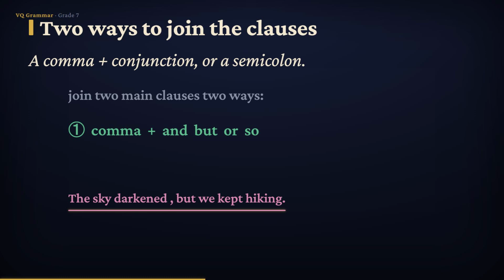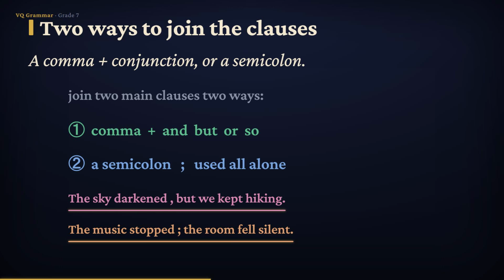The second way is even simpler, a semicolon, all by itself. The music stopped; the room fell silent. That semicolon does the joining with no comma and no conjunction at all. One rule ties both ways together. Each half must still stand alone as its own sentence.